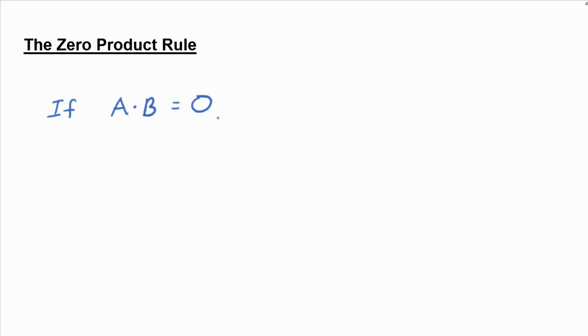So if A times B equals 0, then either A equals 0 or B equals 0. It's automatic, right? That's the only way you can get a product of 0. That's why we call it the zero product rule. Your book calls it the principle of zero products. Same idea.